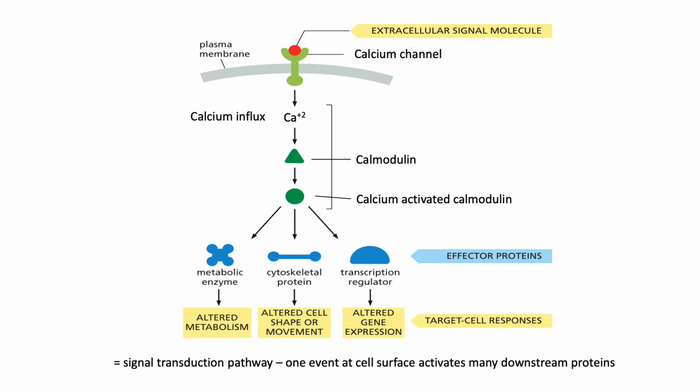So we start out with one signal, which is the binding of a signaling molecule to the calcium channel, some ligand opening the channel, and then the signal amplifies: lots of calcium comes in by binding to many calmodulins, and then those many calmodulins become activated and then bind to many effector proteins, and so the signal just amplifies and expands as it goes.